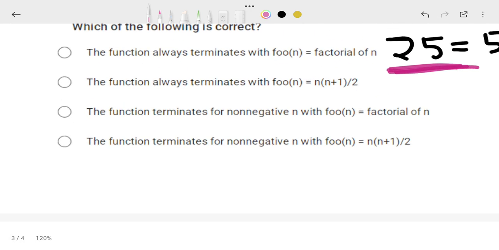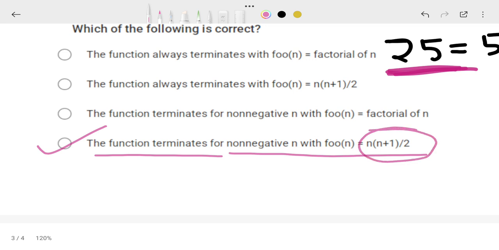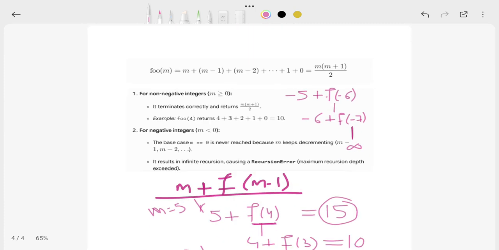So what is the correct answer? The correct answer is the function will terminate for the non-negative value, and the time complexity will be n into n plus 1 upon 2, sum of the natural numbers. Means time complexity will be order of n square. So this is wrong. Why? This is not working for the negative number. Okay, this is wrong answer. Okay, so I think that you understand all the questions.